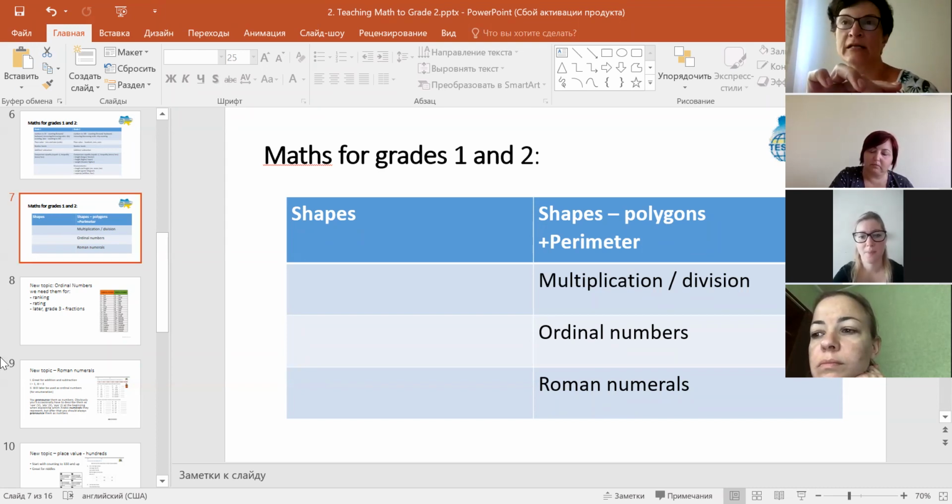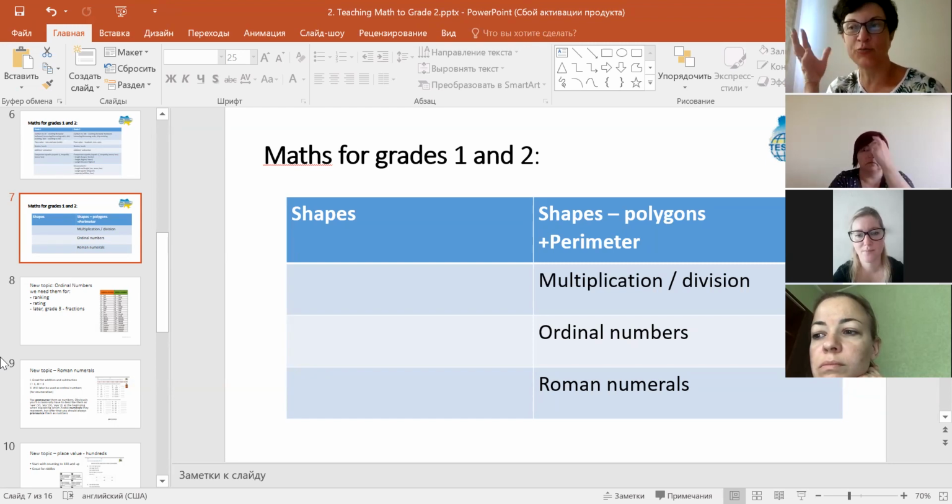Then we have ordinal numbers, which is very logical, and we have Roman numerals. I noticed that British maths has lots of Roman numerals. And I was just wondering why, because for me there was no logic. It's just a numeral, and you really need to put some effort into reading it. But then I understood why. And now I will tell you why.